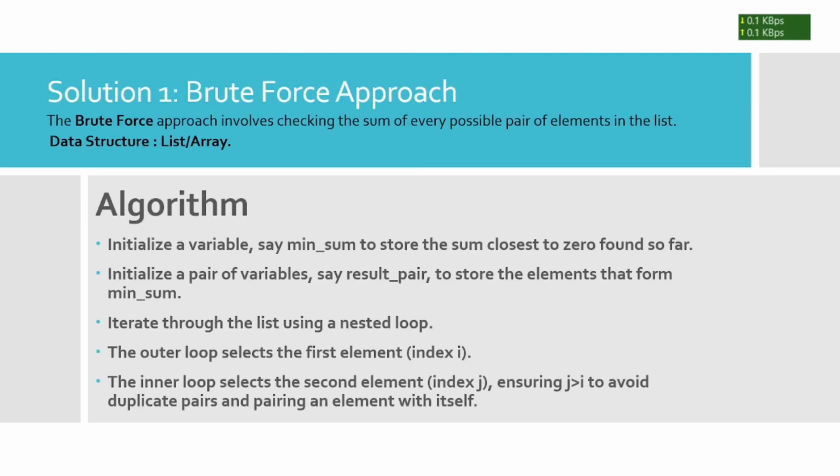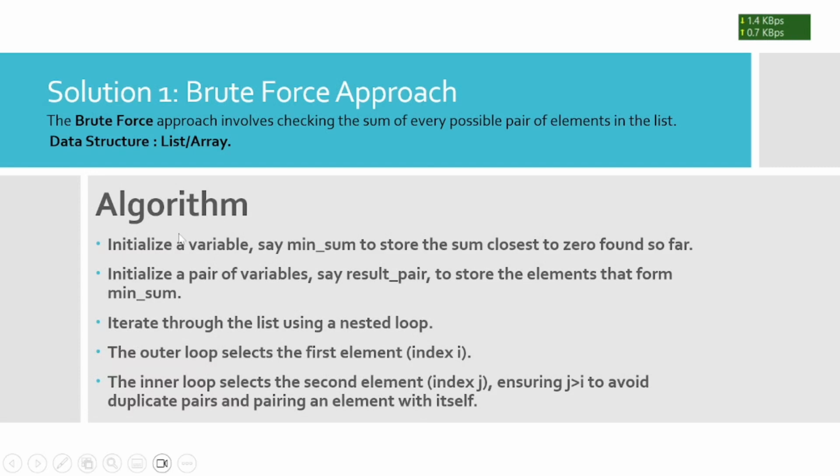The first approach is a brute force approach where we will check each element in that list individually and we will find the pair and then we'll find the sum, and we need to iterate through the whole list twice with i and j pointers and see which pair is giving the least sum from it.